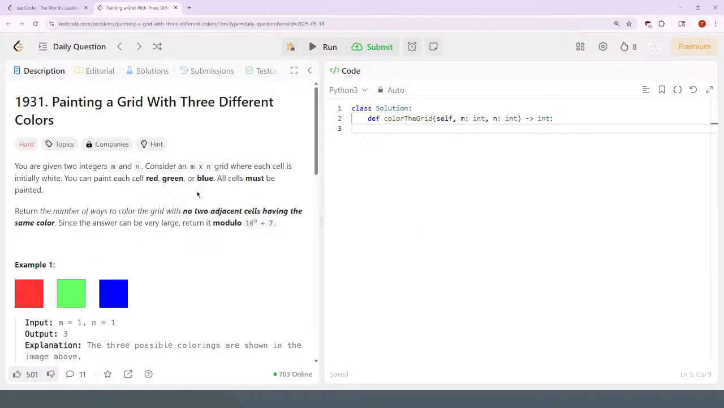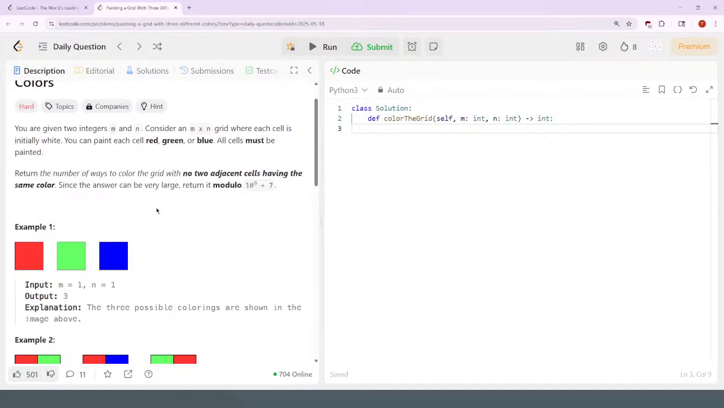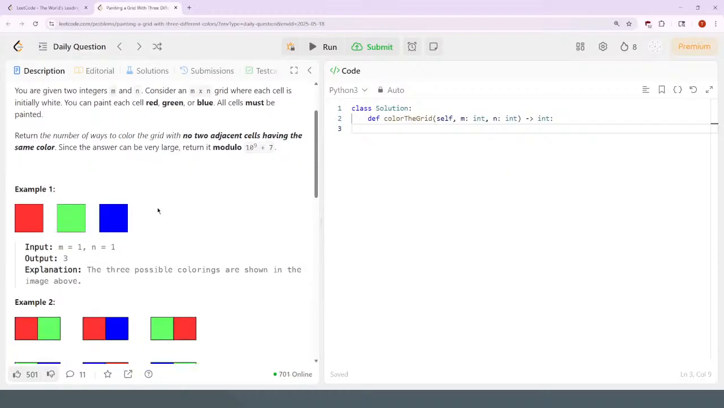Painting a grid with 3 different colors. You're given 2 integers m and n. Consider an m by n grid where each cell is initially white. You can paint each cell red, green, or blue. All cells must be painted. Return the number of ways to color the grid with no 2 adjacent cells having the same color. Since the answer may be very large, return modulo 10 to the 9th plus 7.